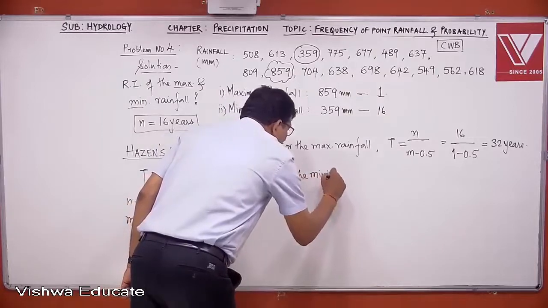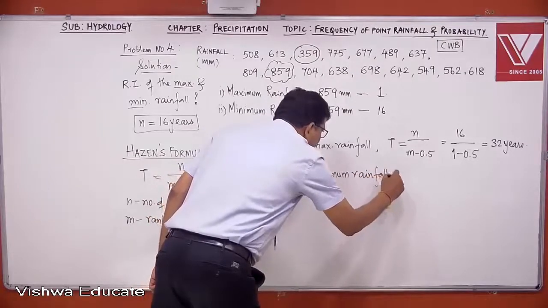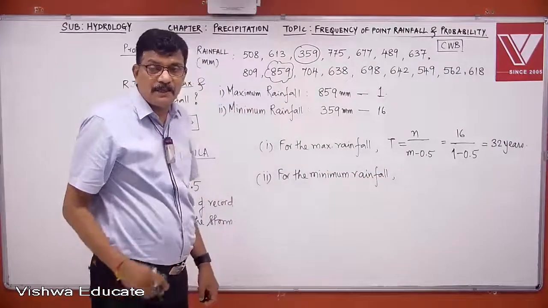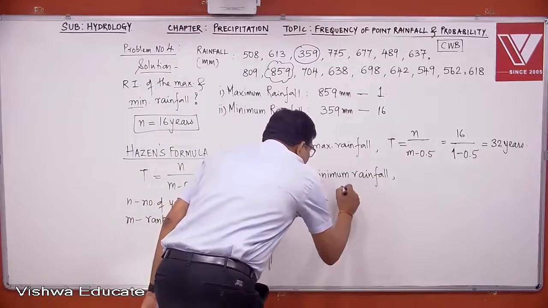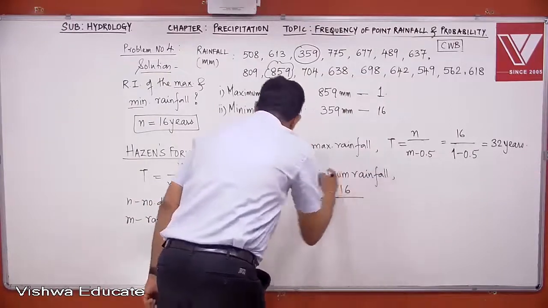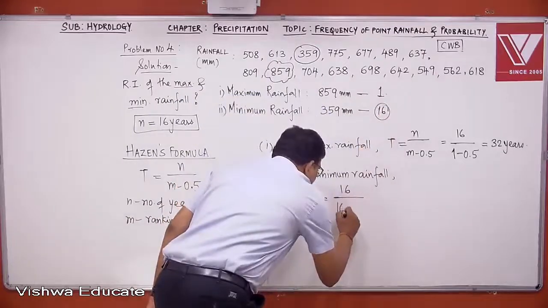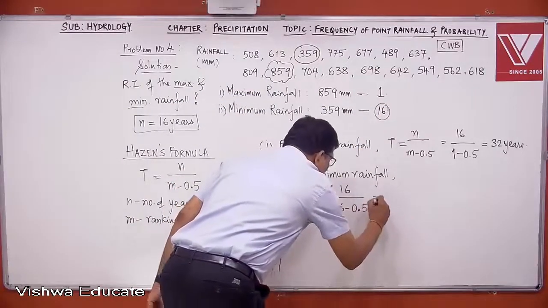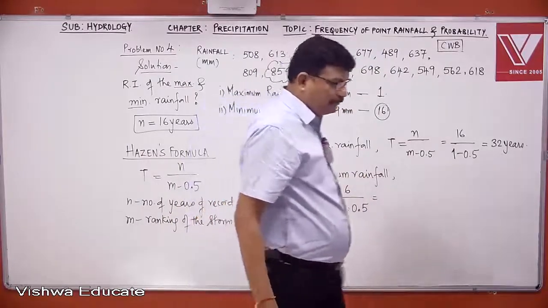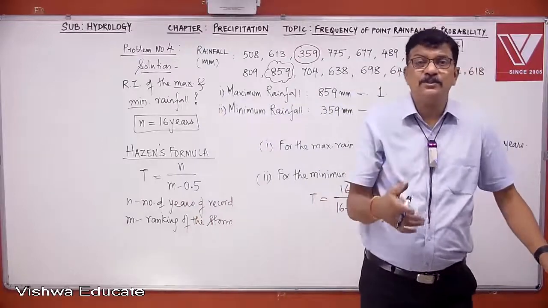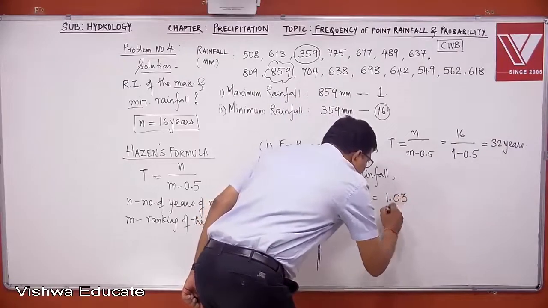Whereas for the minimum rainfall, that is the lightest of the rainfall, the frequency or the return period or the recurrence interval can be worked out as T equals n by m. Now m for this storm, this is the ranking of the storm, that is 16, minus 0.5. 16 divided by 0.5 comes to a very small value, very closer to 1, that is 1.03 years.